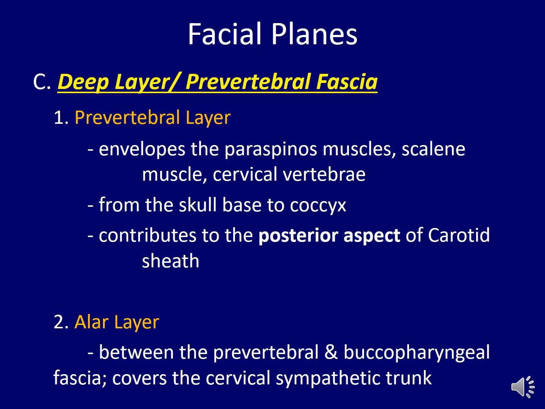The deep layer, or the prevertebral fascia, is composed of the prevertebral layer, which envelopes the paraspinous muscles, the scalene muscles, and cervical vertebrae. It spans from the skull base to the coccyx, and it contributes to the posterior aspect of the carotid sheath. The alar layer is between the prevertebral and buccopharyngeal fascia and covers the cervical sympathetic trunk.